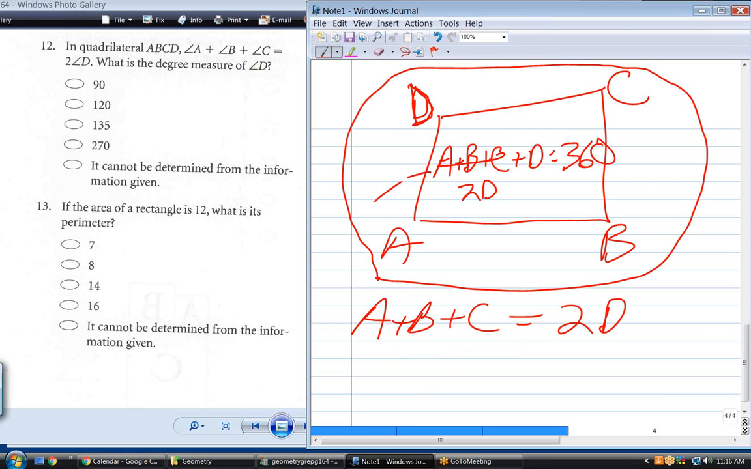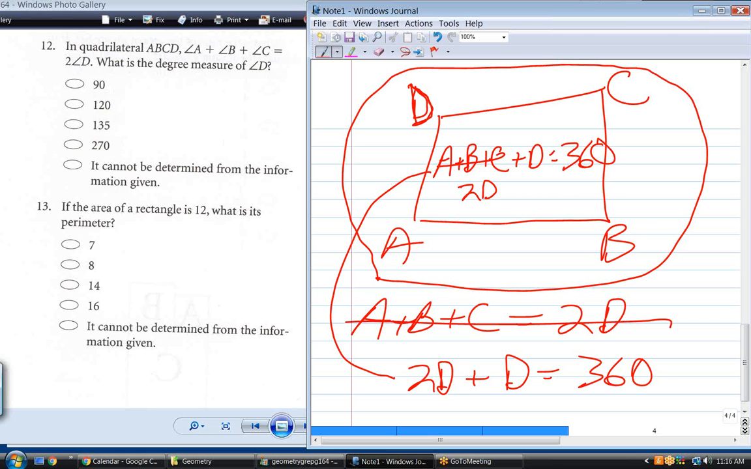Now this equation gives me 2D plus D equals 360. Let's get rid of this so it doesn't confuse us. I can solve that equation. I've got one equation and only one variable, and it's the one they're asking about. What's the measurement of D? We could simplify that to 3D is equal to 360, so D is 120.